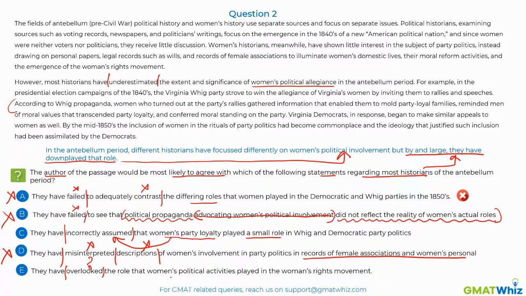The role that women's political activities played, yeah, definitely this is true. In women's rights involvement, no. The idea was in women's political involvement. So E is also out. Therefore, the correct answer is C.